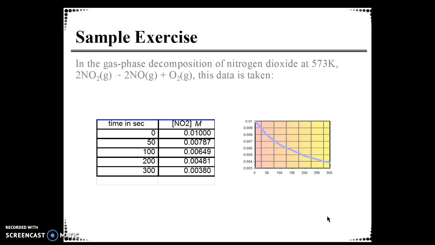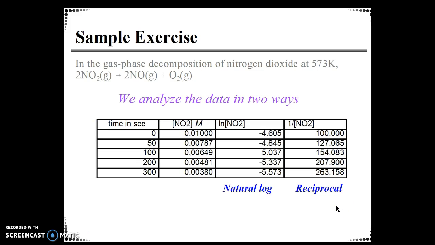Example. In the gas phase decomposition of nitrogen dioxide at 573 K, we see the nitrogen dioxide is breaking up into nitrogen monoxide and oxygen gas. So we get this data on the concentration of NO2. You can track that by the intensity of the brown nitrogen dioxide color. We analyze the data now in two ways.